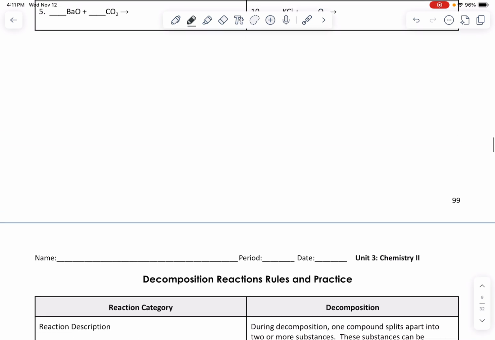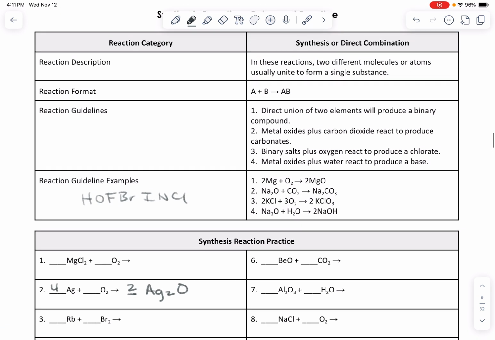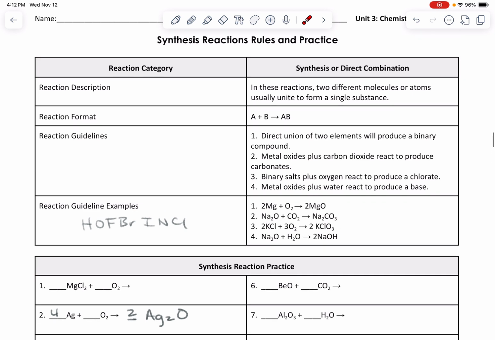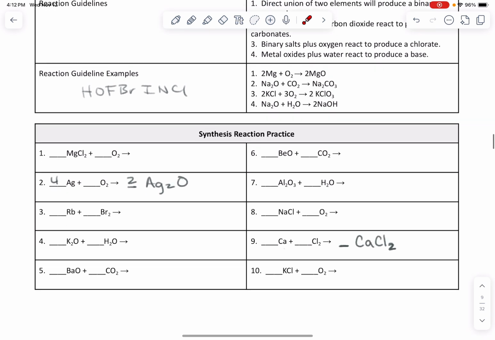Okay, and so let's move on to rule 2 for both synthesis and decomp. In this rule, it says metal oxides plus carbon dioxide react to produce a carbonate. Okay, let's break this down a little bit. But remember, a synthesis reaction isn't always just an element plus an element makes a compound. It could be a smaller compound plus perhaps an element, or a smaller compound plus a smaller compound makes a larger compound. So in general, synthesis reactions are something small plus something small makes something larger.